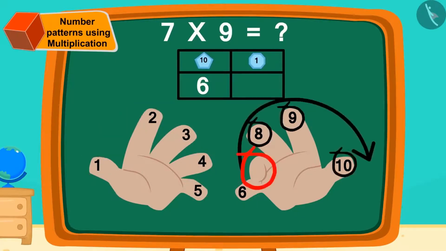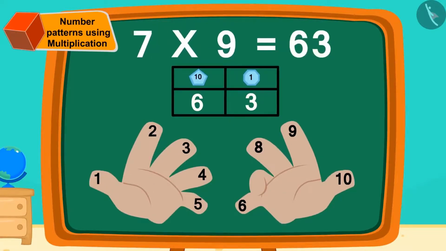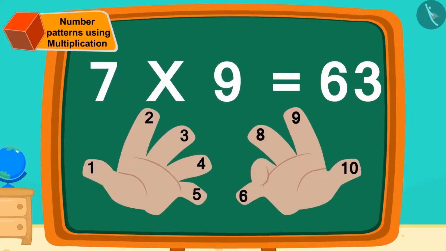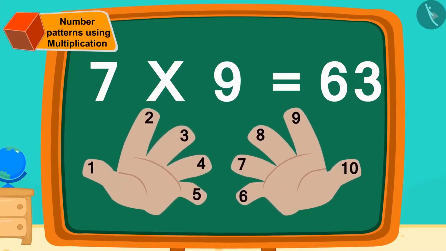Now, how many fingers are there on the right side of the bent finger? 3. We will write this in a ones digit place like this. We found our answers. 7 times 9 equals 63. In this easy way, we can quickly find any multiplication that falls in the 9s table. You can also try this method with your friends.